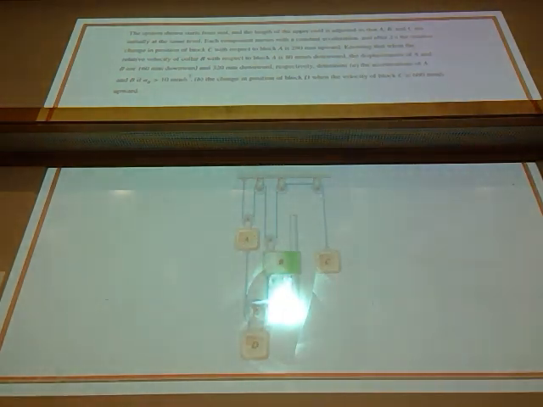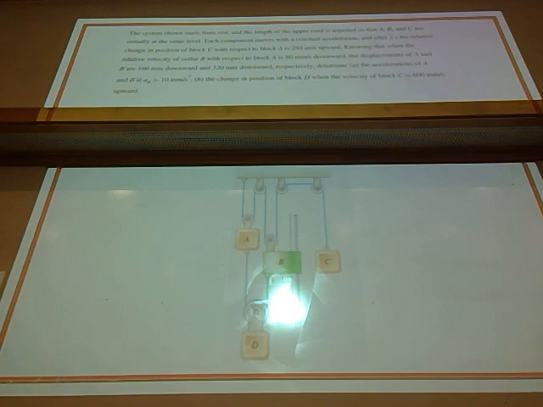Alright, so here's the problem. The system shown starts from rest, and the length of the upper chord is adjusted so that A, B, and C are initially at the same level. Okay, that's not fair. A, B, and C are initially at the same level. Each component moves with a constant acceleration. Well, that makes sense because they're all tied together. They would have to be. And after 2 seconds, the relative change in position of block C with respect to A is 280 millimeters upward.